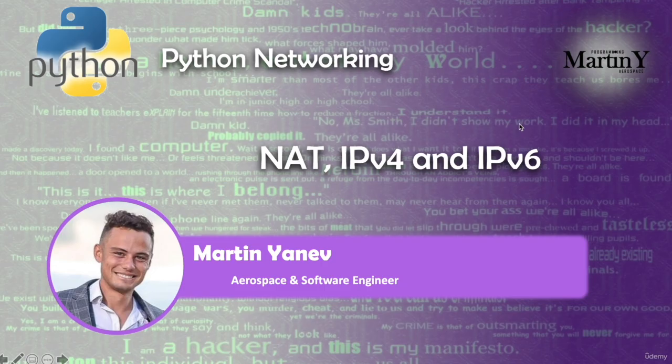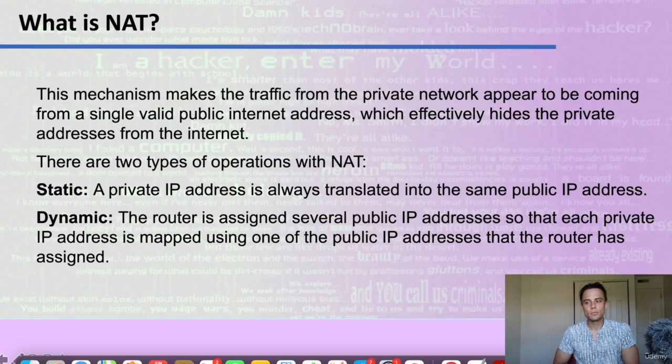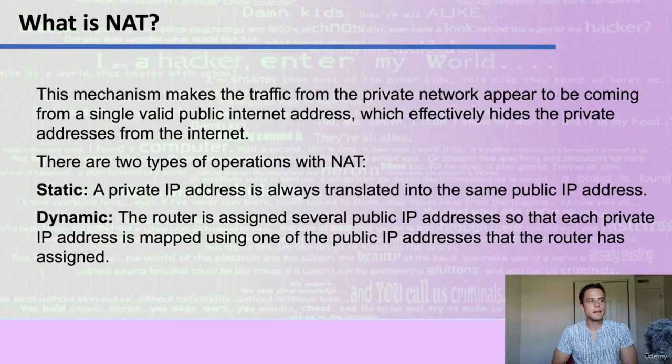NAT, IPv4 and IPv6. Hello everyone, today we're going to talk about NAT and pretty much what it is and what it is used for. So NAT pretty much is a mechanism that makes the traffic from a private network come out as a single valid internet address, but not to everywhere. In the most simple words, NAT is basically the service which effectively hides the private addresses from the internet. So yes, some of the addresses are actually private and they're used by different devices.